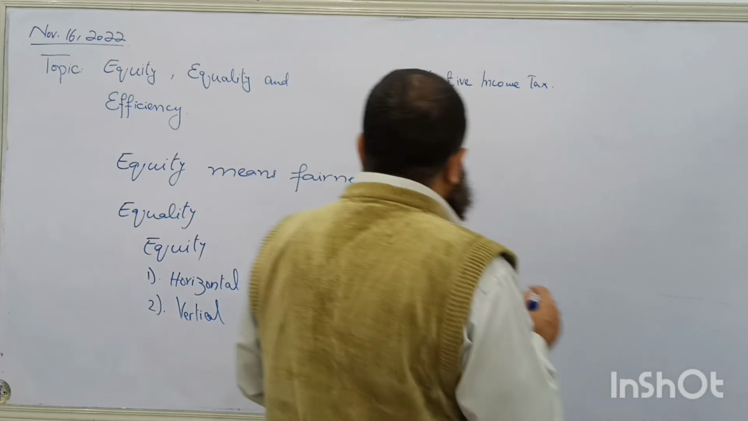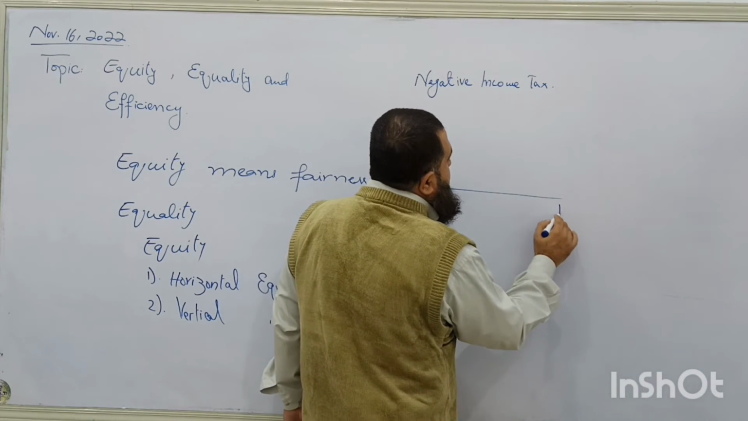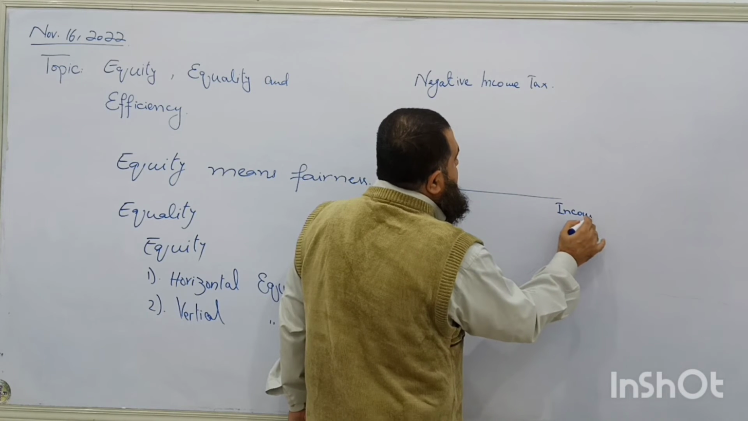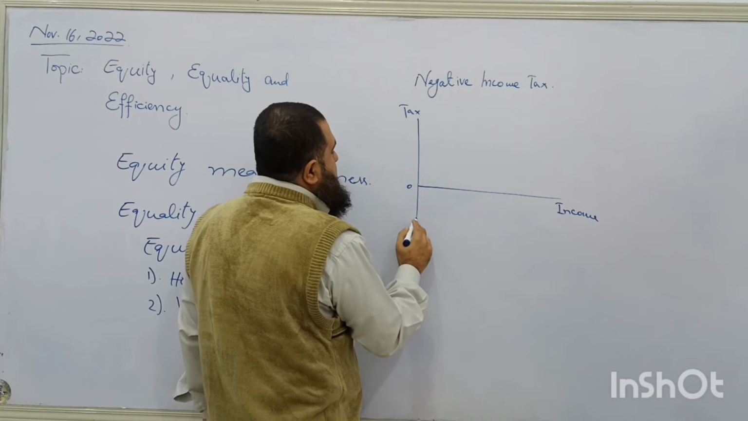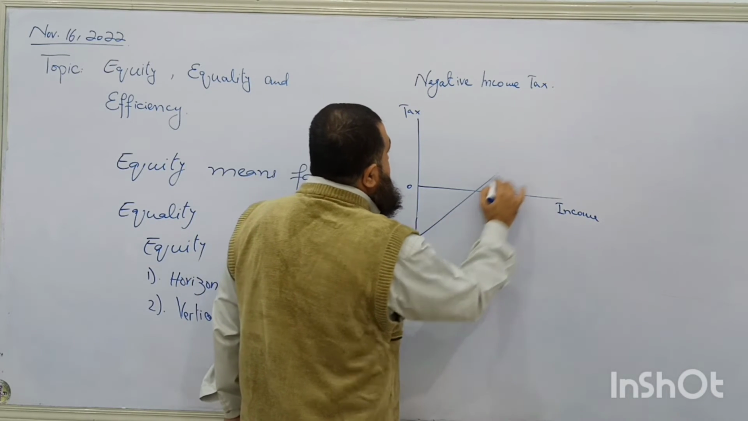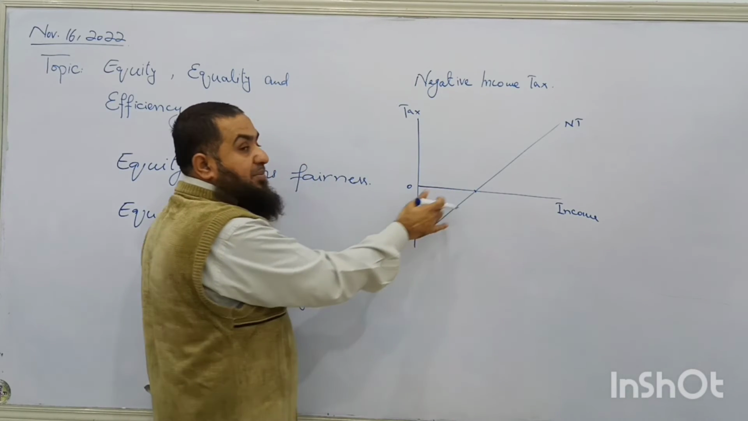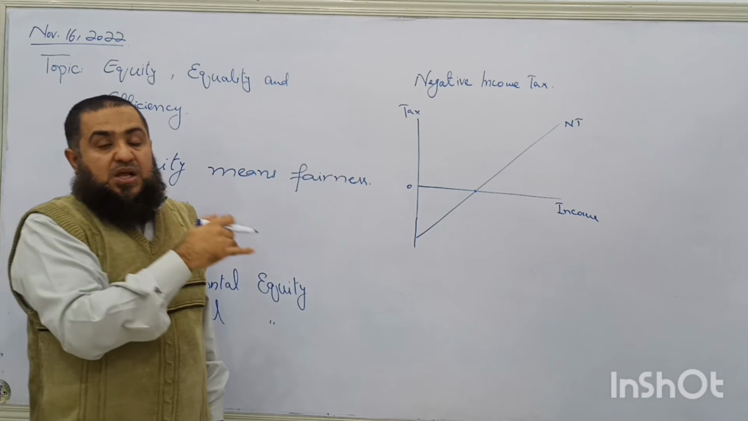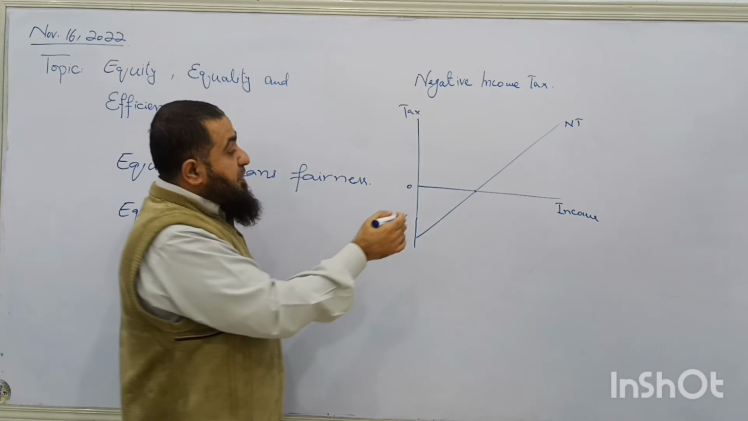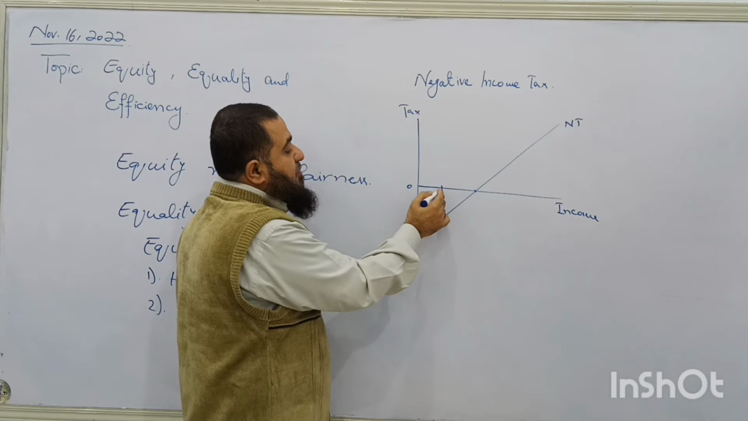I am going to draw it. Here I am taking income and here I am taking tax. This is 0. Now you can see this is the negative tax. Before this income level, please listen. Please, before this income level, what is happening? At this income level, what is happening?